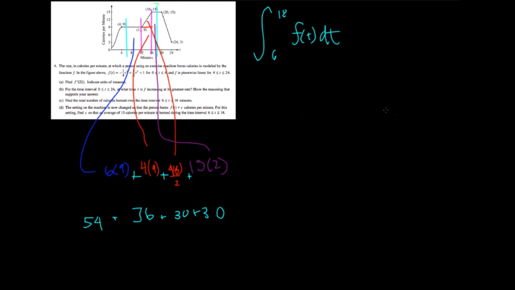Question 4, part C. Find the total number of calories burned over the time interval where t is greater than or equal to 6 and less than or equal to 18. So this is great. Even though it looks like I have a lot of lines going on here, it's super simple. It's just the integral of f of t times dt from 6 to 18. But what that means is it's just the area from 6 to 18. So we just have to find that area.